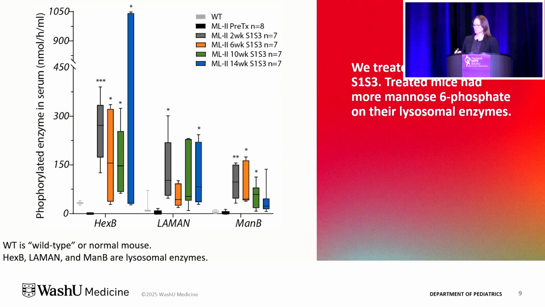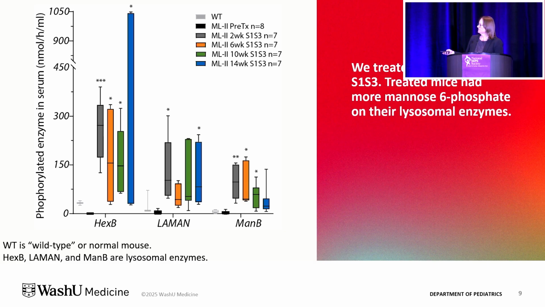We treated ML2 mice with the S1, S3 phosphotransferase. We used a gene therapy to deliver it. I'm showing you here three different lysosomal enzymes, and this is the same group of ML2 mice or wild-type mice, looking at their blood and how much mannose-6-phosphate is on their lysosomal enzymes. Beta-hexosaminidase, alpha-mannosidase, and beta-mannosidase were the three lysosomal enzymes depicted here.